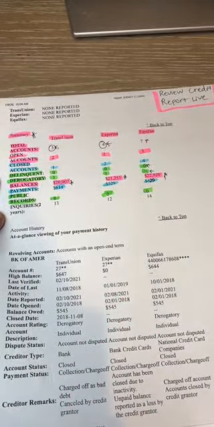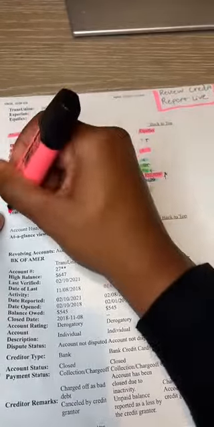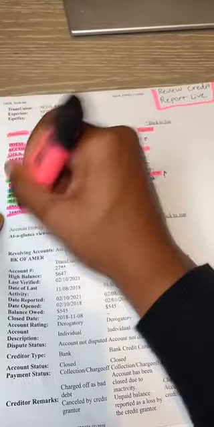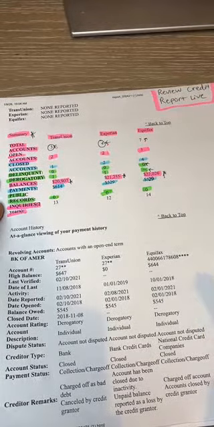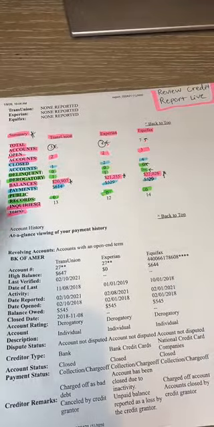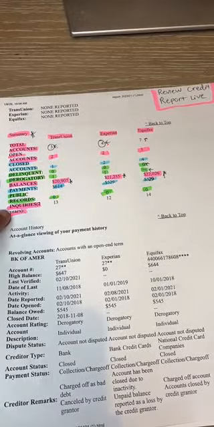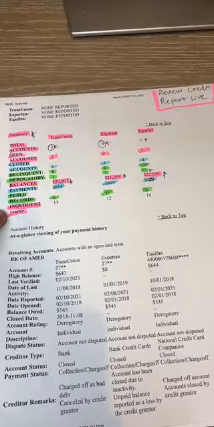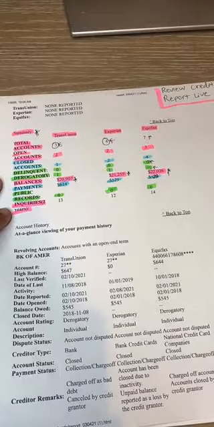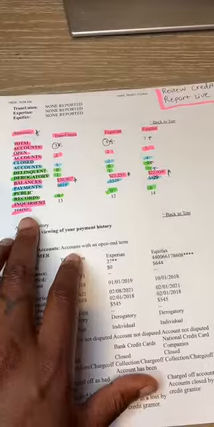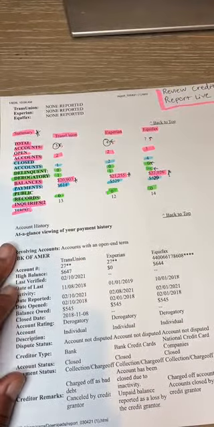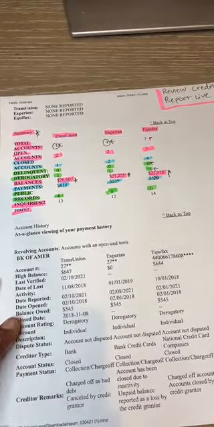Okay. And then here's another important section, not as important, but important. And this is the inquiries. One thing I do want to tell you about the inquiries is that they stay on your report for 2 years. Now, there are some instances where you will see an inquiry that is older than 2 years. That doesn't necessarily mean that it has a right to be there. That just means that the creditor has not removed it.